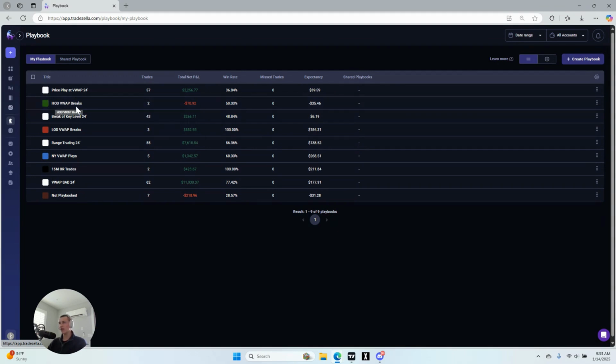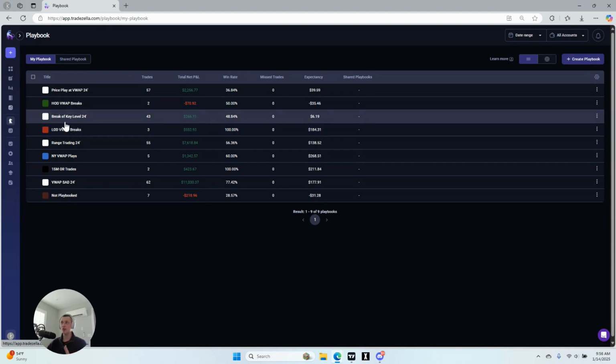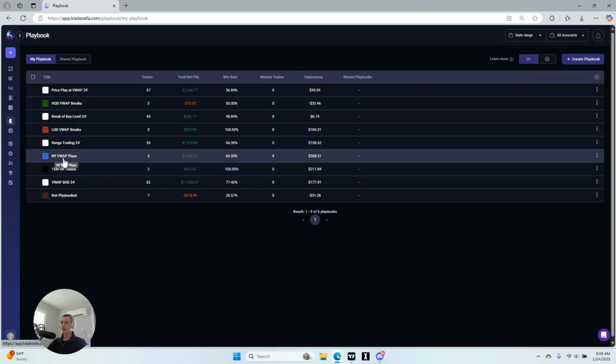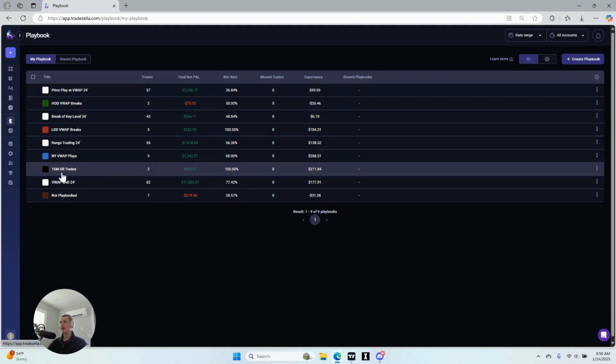So we have high of day VWAP breaks and low of day VWAP breaks. They're two separate categories because I want to track both of them. New York VWAP plays, I'm keeping in there. Right now it's my most profitable setup so far because I've had a few good trades from it. But I'm keeping in mind that it was a very low percent win rate for me last year.